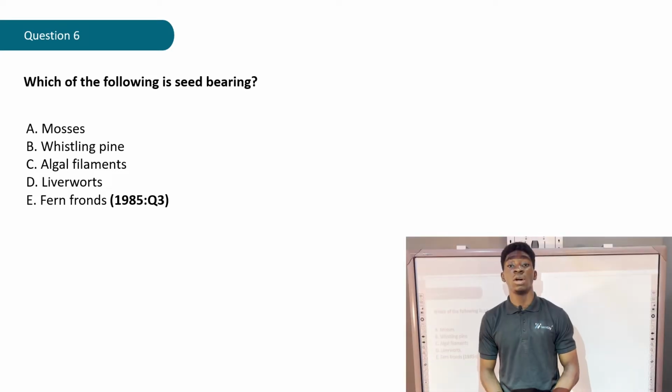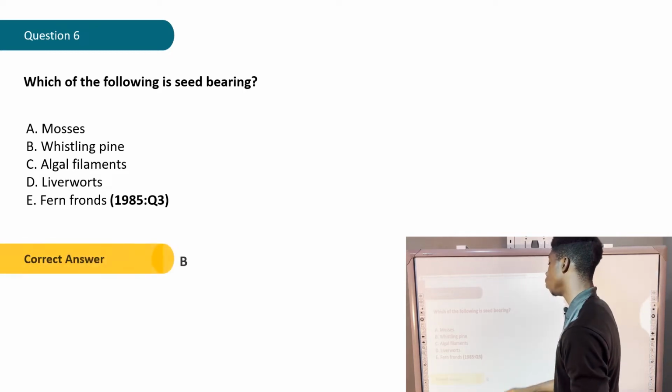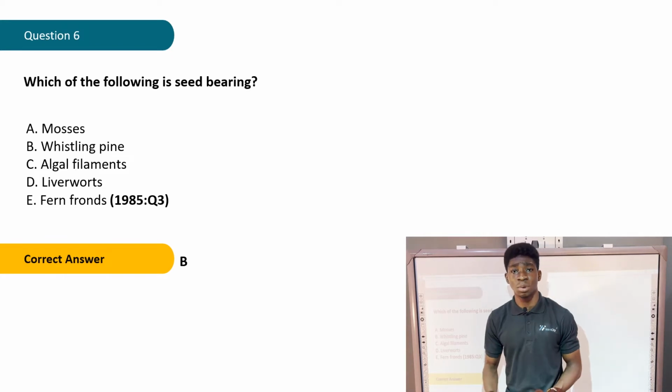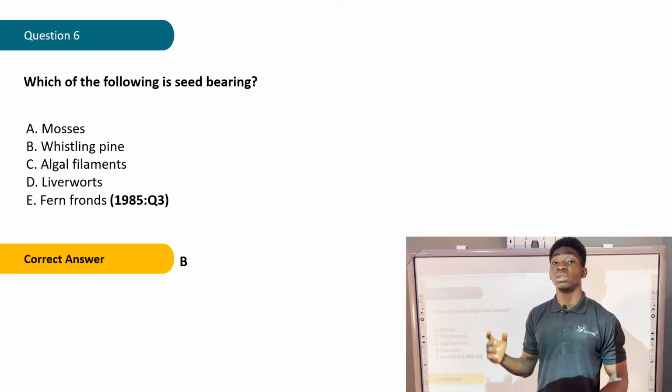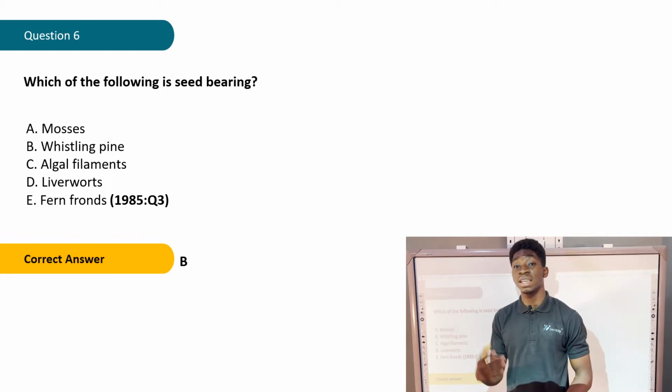Okay, let's check what the correct answer says. The correct answer is B, whistling pine, because the question asks us which of them is seed bearing. That means which of them produces seed, which of them bears seeds.